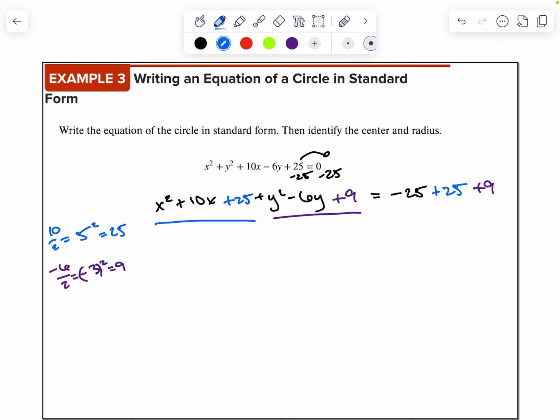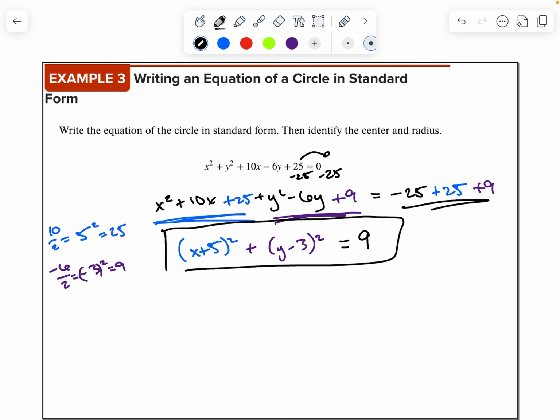And now looking at my blue piece, if I do star method or if I remember that simple trick, I would have x plus 5 squared. Looking at my purple piece here, I could either do star method, or again, I could remember the trick and know that's y minus 3 squared. And then on the right side, all I have to do is add up those pieces. Negative 25 plus 9 is just 9. So there's my circle in standard form.